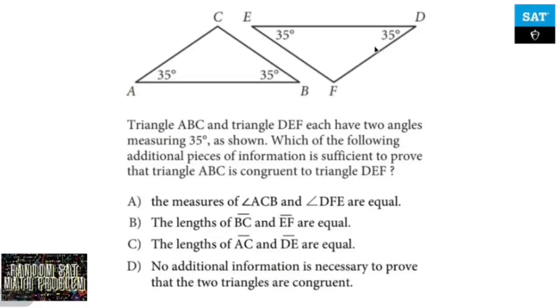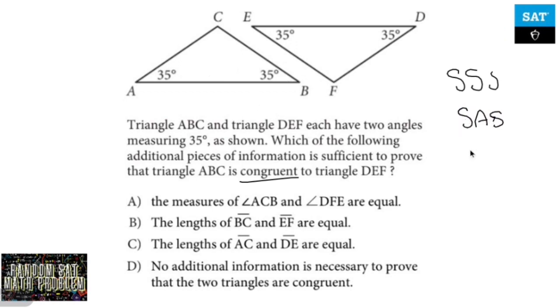Triangle ABC and triangle DEF each have two angles measuring 35 and 35. Which of the following additional pieces of information is sufficient to prove that triangle ABC is congruent to triangle DEF? So there's 4 congruency theorems that don't have to do with right triangles, and this is not a right triangle. We have SSS, which means if 3 sides of one triangle are congruent to 3 sides of another triangle, they're congruent. It's not what we're seeing here. I have SAS, which tells you that if 2 sides and an included angle are congruent, then the 2 triangles are congruent. Well, that's not what I have.